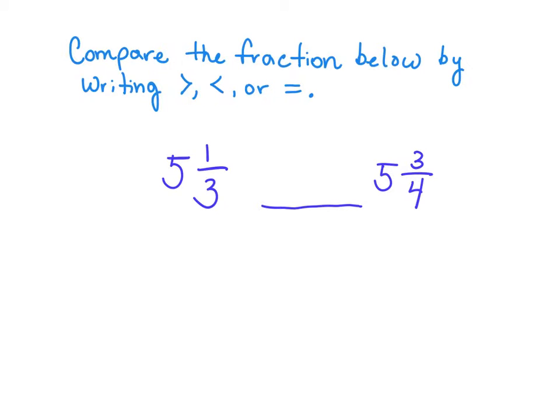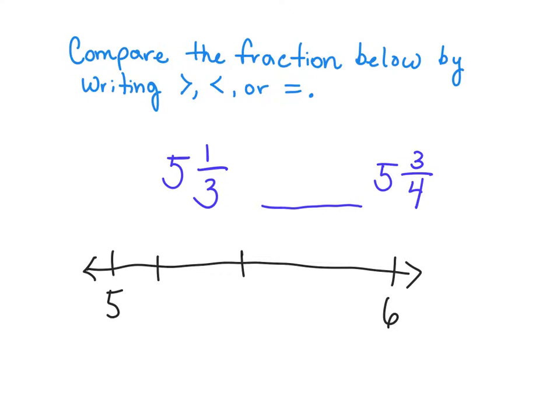All right, compare the fractions below by writing greater than, less than, or equal to. 5 and 1/3 is greater than, less than, or equal to 5 and 3/4. All right, so just by looking at the wholes, we can see that these are equal so far because this has 5 wholes and this has 5 wholes. So now we have to depend on looking at the fraction because the whole number is not going to help us. So if I just quickly drew a number line and put it between 5, because it's after 5 wholes and before 6 wholes, and I just split this up into fourths, 5 and 3/4 would live right here.